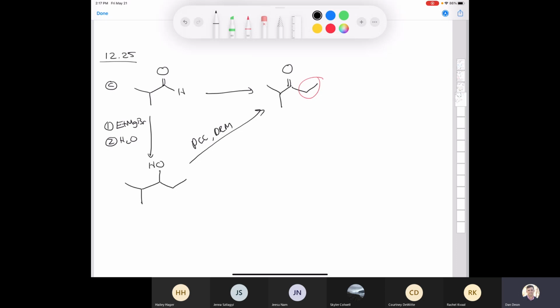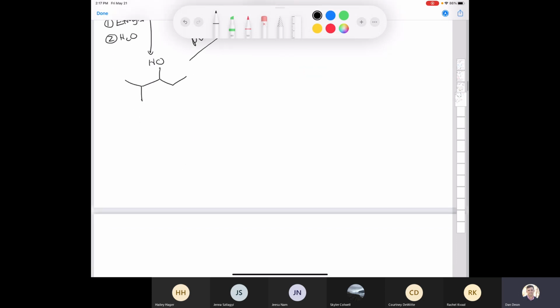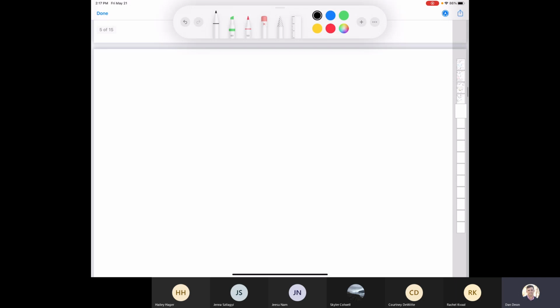All right, from there, I want to move on to some problems from the end of the chapter. And we're going to take a look at some nomenclature problems in a bit, but I want to just keep on this train of thought of reactions. And I want to look at a question that involves a mechanism, which I think is a kind of cool mechanism. And this is question 12.38.